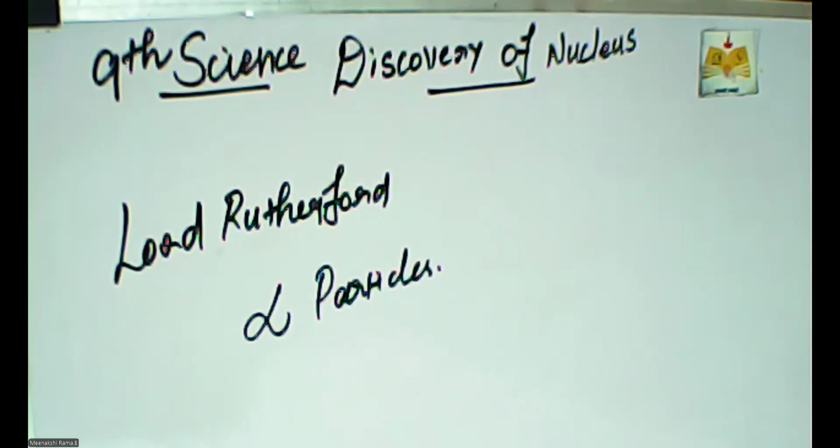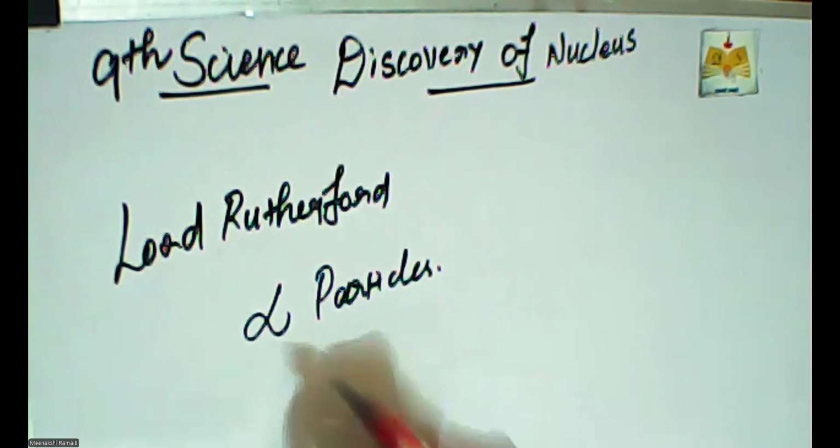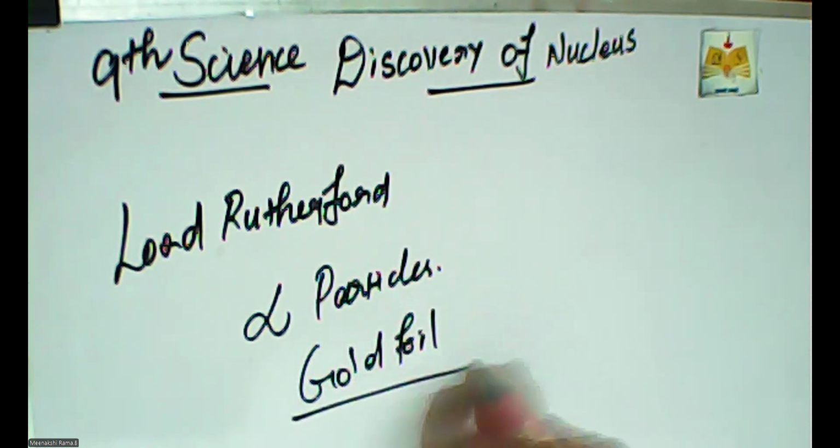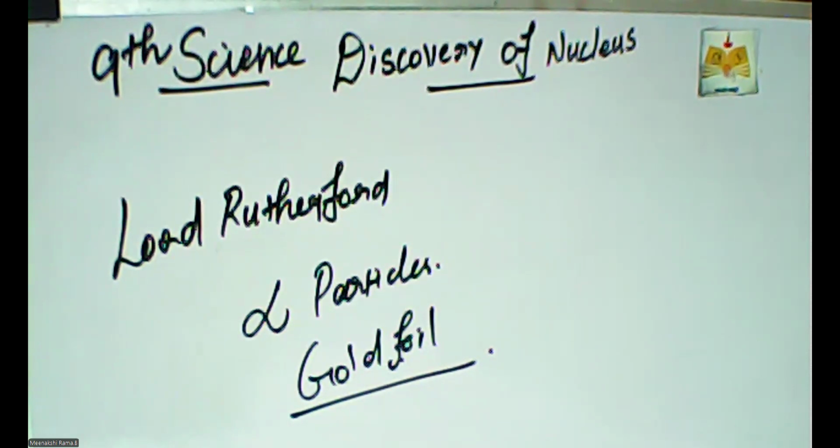So Lord Rutherford, the scientist from New Zealand, did a famous experiment of bombarding alpha particles using gold foil. The gold foil is the equipment for the experiment.